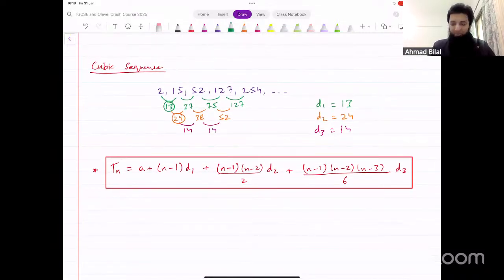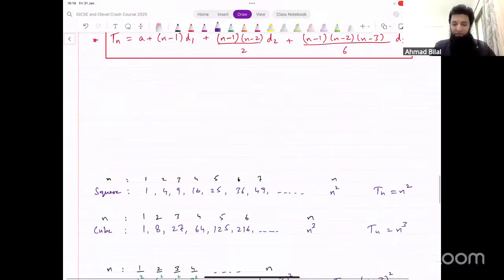This was another formula for cubic sequence. Generally, it's not tested, but it's part of the syllabus. I haven't seen any question on this in the past papers yet. But in case it comes, this is the formula that you can use for this, where d3 represents the third difference. We talked about this as well.